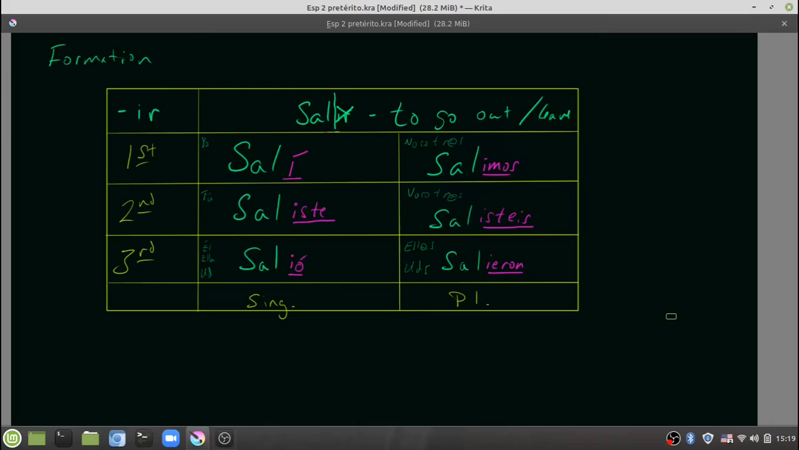So once again, the yo form stays the same, yo salí. Tú form, saliste, él, ella, usted, salió. Nosotros salimos, vosotros salisteis, and ellos, ellas, and ustedes salieron.